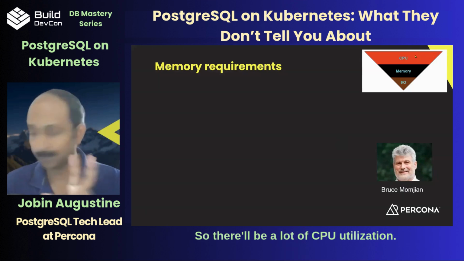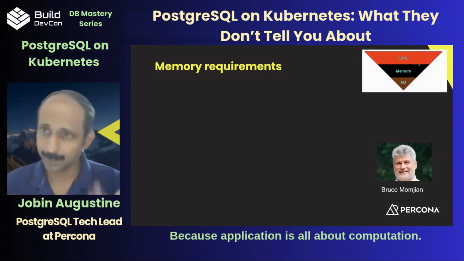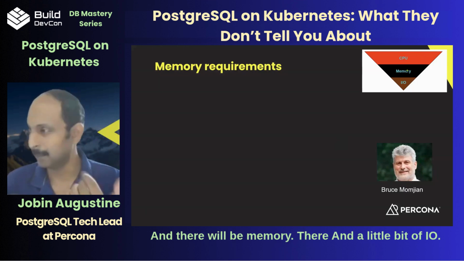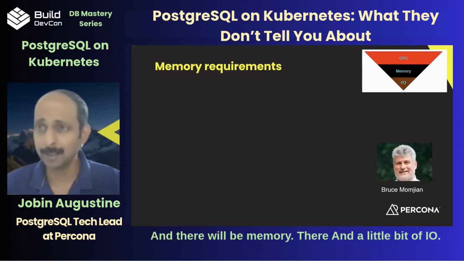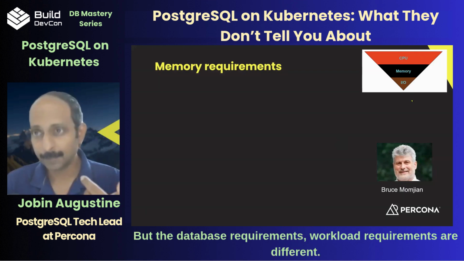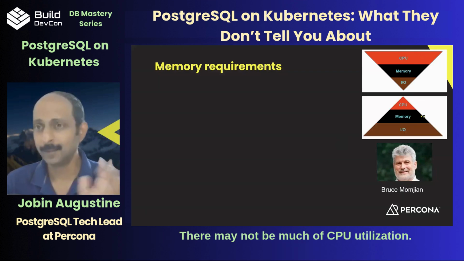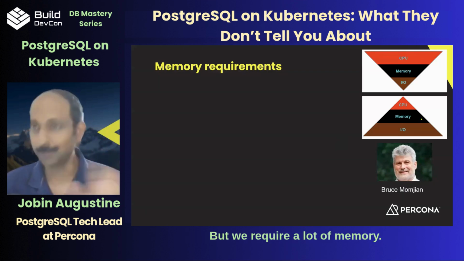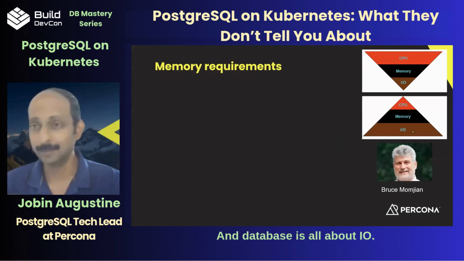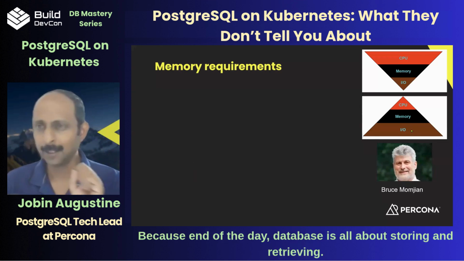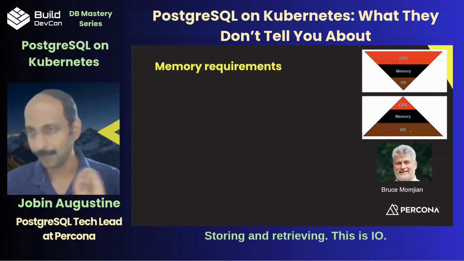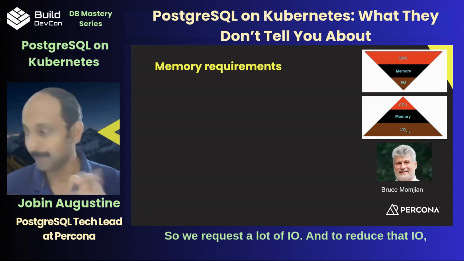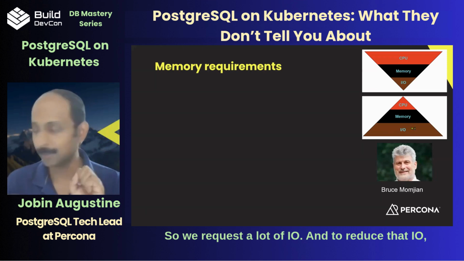So there'll be a lot of CPU utilization, because application is all about computation, and there will be memory utilization and there will be a little bit of I/O. But the database requirements are different. There may not be much CPU utilization, but we require a lot of memory. And database is all about I/O, because end of the day, database is all about storing and retrieving. This is I/O.